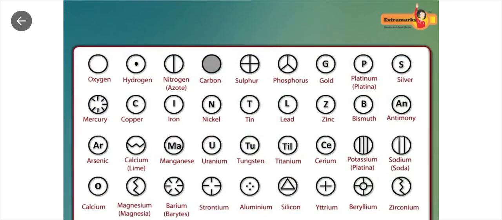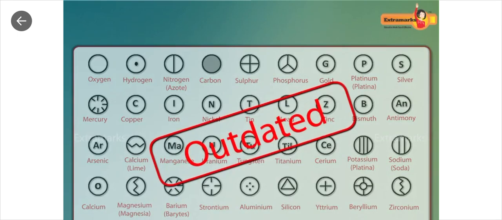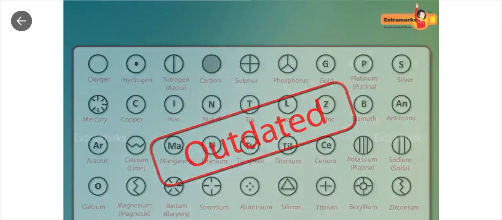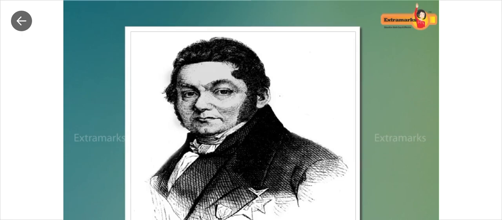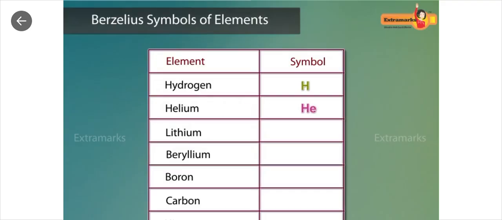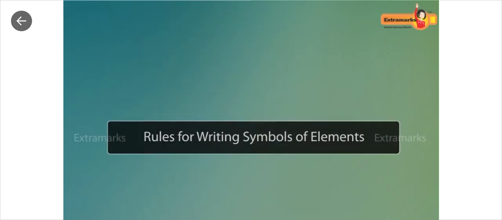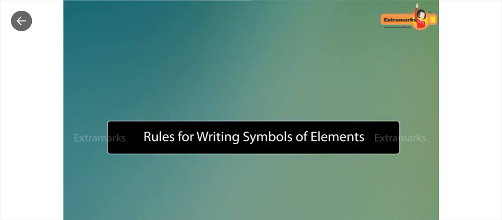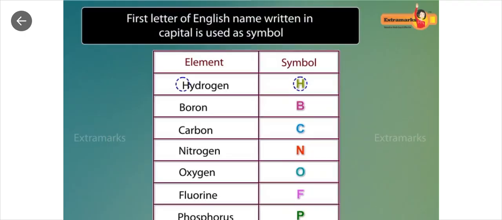A few years later, Dalton's symbols became outdated and were replaced by those suggested by Swedish chemist Johann Berzelius. He used alphabets from the names of the elements to represent their symbols on the basis of certain rules. Let us understand the rules for writing the symbols of the elements. For some common elements, the first letter of their English name, written in capital, is used as their symbol.